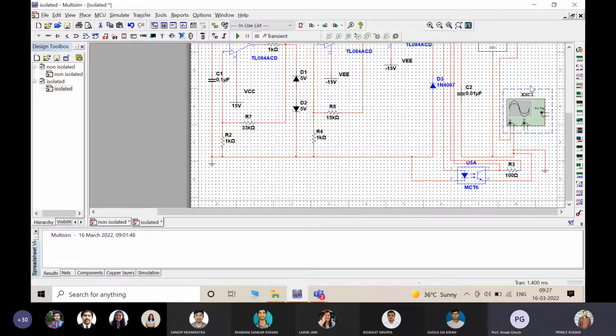Sir, please repeat. What to do, sir? Take an oscilloscope, and in the same oscilloscope we need to see the input of the opto-isolator and the output of the opto-isolator. Sir, I don't know how to do it.